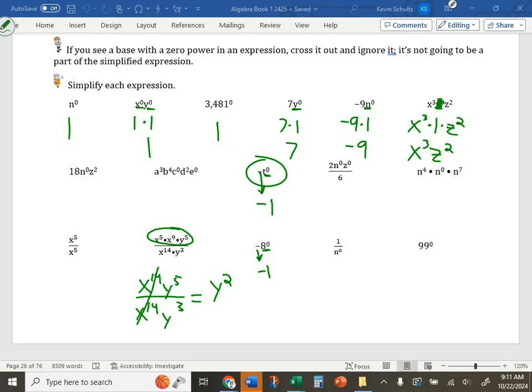Okay. Anything else? Yes. 1 over n to the 0, can't divide by. Oh, that's 1. Yeah. Would the n to the 4 times n to the 0 times n to the 7 be n to the 11? Yes, it would. 4 plus 0 plus 7.